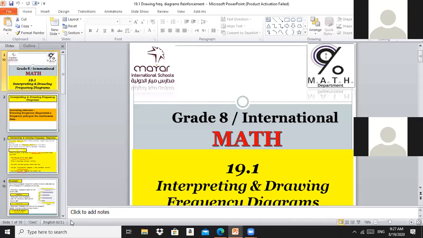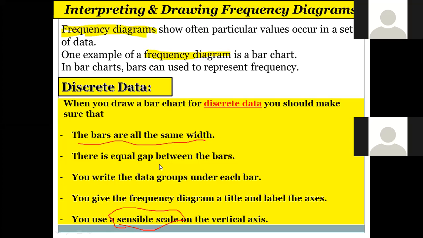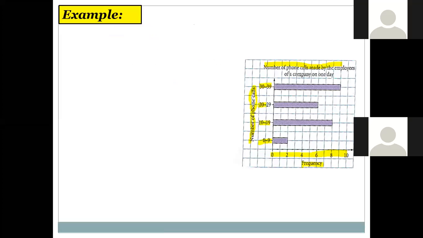So these bars have the same width. There are equal gaps between these bars. You write the data or the group under each bar. You give the frequency diagram a title and label the axes. This must be in any frequency diagram in the world. And you should use a sensible scale on the vertical axis. Okay, now we will go to an example of a bar graph.